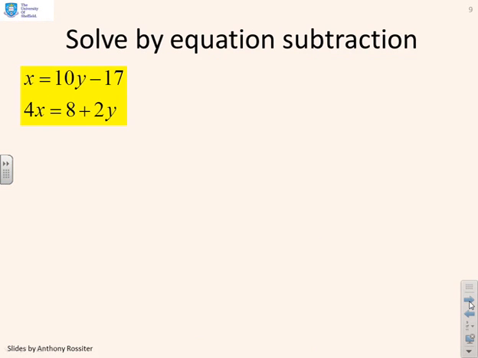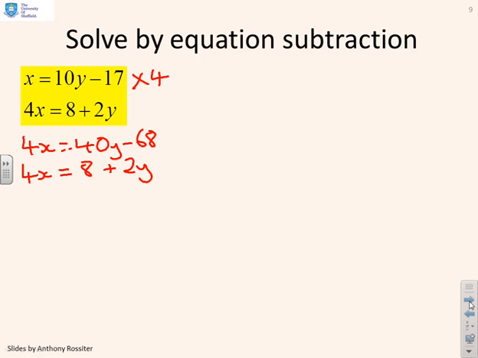Okay, let's try this problem here then. Solve by equation subtraction. I've got x equals 10y minus 17, 4x equals 8 plus 2y. So what technique do I do? The first thing is to make one of the coefficients the same. So I'm going to do that by multiplying the top equation by 4 to give myself a 4x. So I get 4x equals 40y minus 68, and the equation below is the same, 4x equals 8 plus 2y.